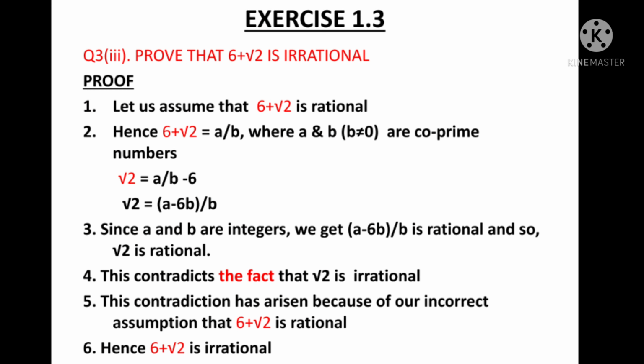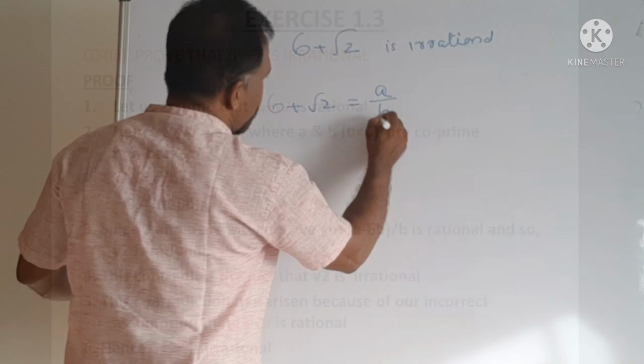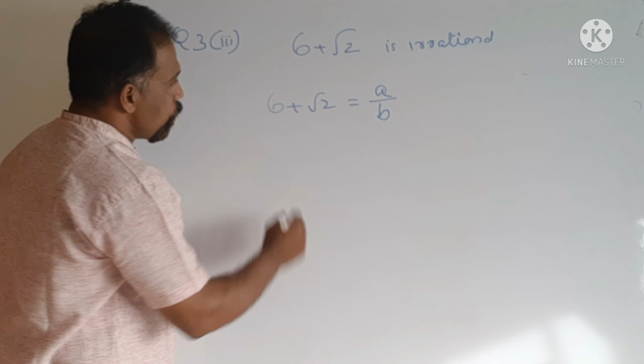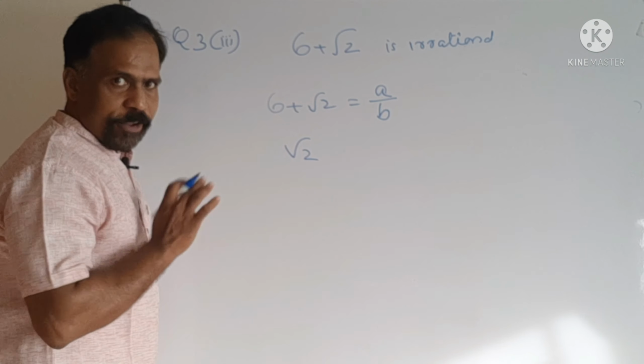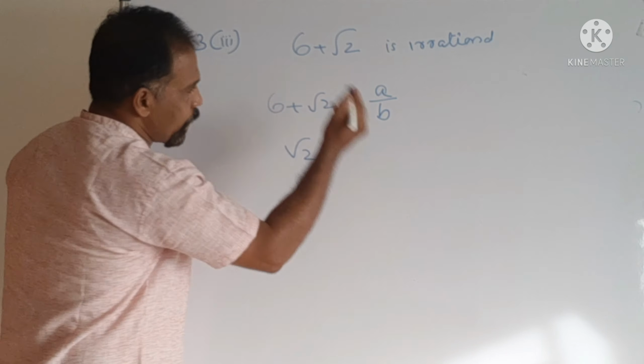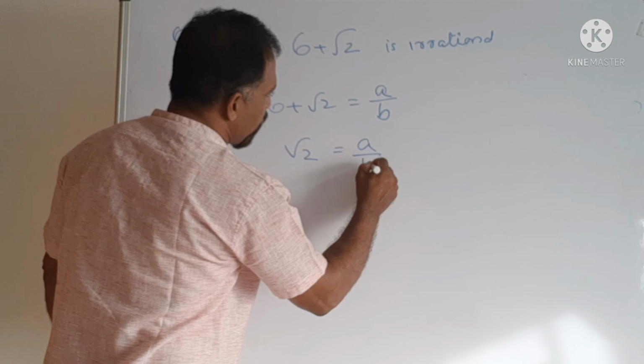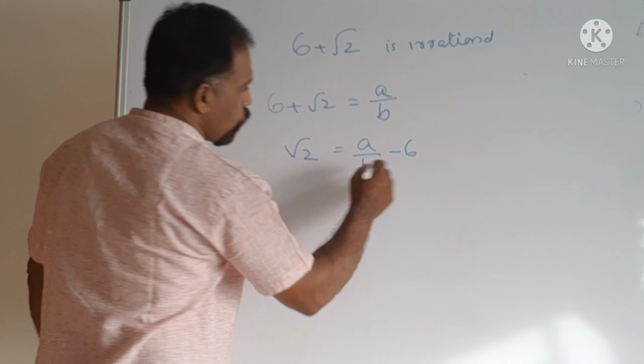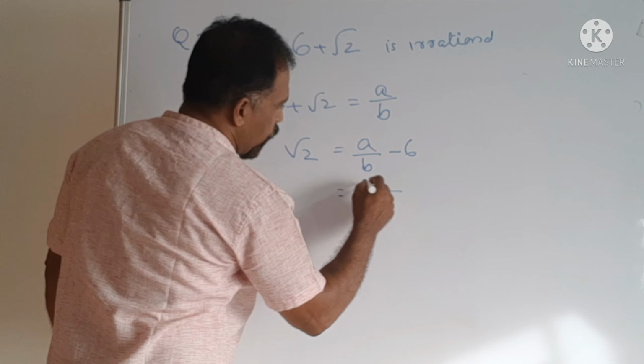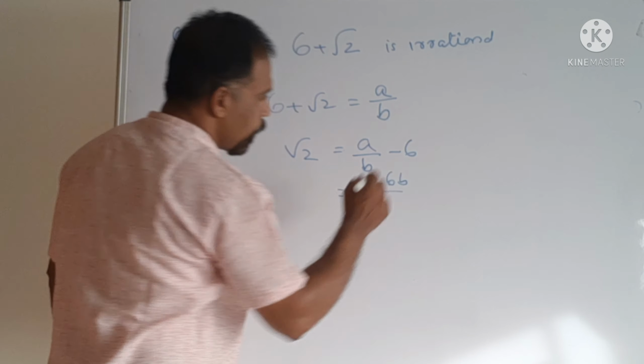Now, the next question is, we have to prove that 6 plus root 2 is irrational. The same method. So, we will assume that it is a rational number. If it is a rational number, 6 plus root 2 can be written in the form a by b. So, we want only root 2 on the left hand side, we do not want 6. So, we will take it to the right hand side, it is a by b minus 6. So, that is (a minus 6b) by b.